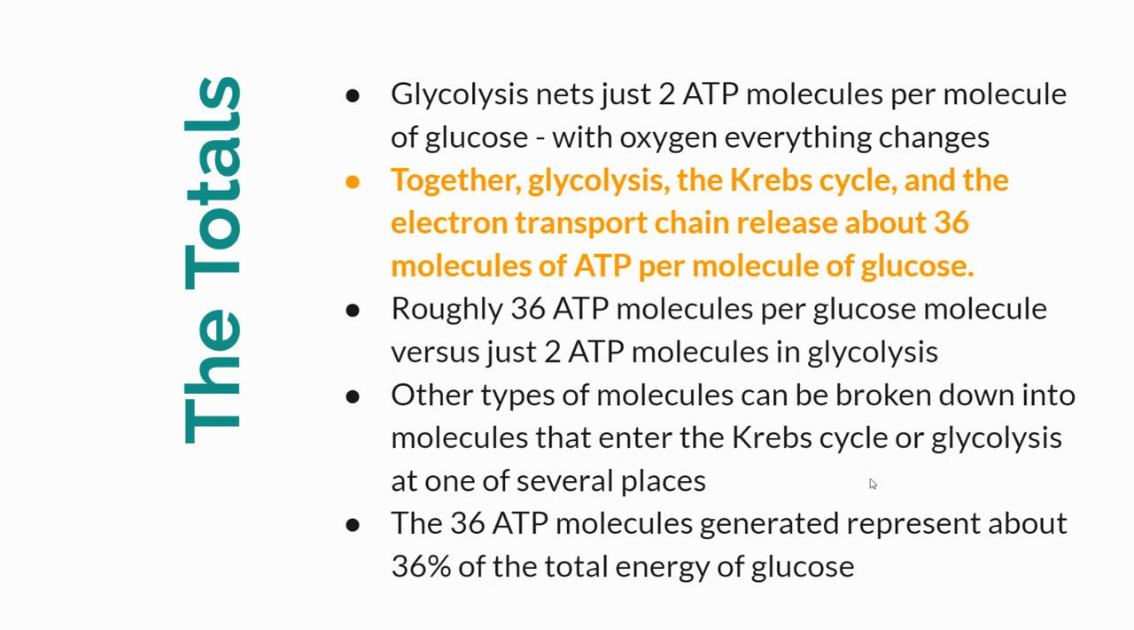So glycolysis nets just 2 ATP molecules per molecule of glucose. Because remember, it used 2, it made 4, so we have a net of 2. That's without oxygen. Then oxygen shows up and everything changes. Together, glycolysis, the Krebs cycle, and the electron transport chain release about 36 molecules of ATP per molecule of glucose. That's a lot when you think about that. So there's roughly 36 ATP molecules per glucose molecule versus just 2 ATP molecules in glycolysis. See how that works?